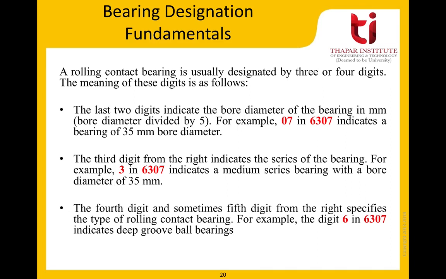The last 2 digits indicate the bore diameter of the bearing in mm, that is, bore diameter divided by 5. For example, 07 in the bearing series 6307 indicates a bearing of 35 mm bore diameter. The third digit from the right indicates the series of the bearing. For example, 3 in bearing series 6307 indicates a medium series bearing with a bore diameter of 35 mm. The fourth digit and sometimes the fifth digit from the right specifies the type of rolling contact bearing. For example, the digit 6 in the bearing series 6307 indicates deep groove ball bearings.